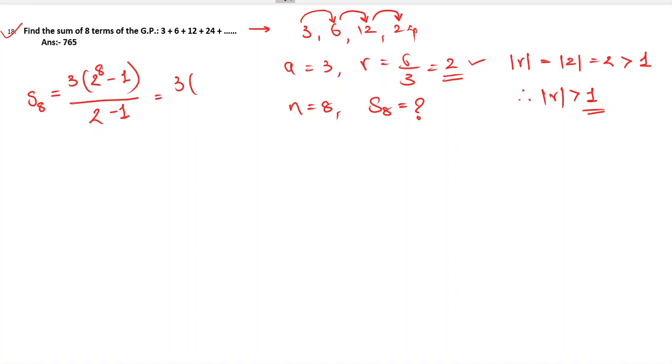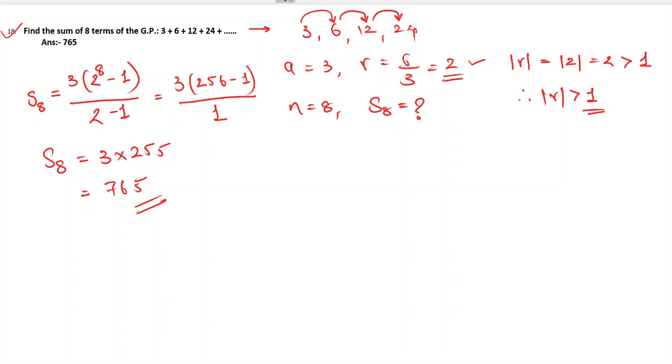Now what is 2 raised to 8? Let's find out. Multiply 2 with itself 8 times. 2 2s are 4, 2 4s are 8, 2 8s are 16, 2 16s are 32, 2 32s are 64, 2 64s are 128, 2 128s are 256. So that is 2 raised to 8. So 2 raised to 8 is 256 minus 1 upon 2 minus 1, which is 1. So sum of 8 terms is 3 into 255. 3 into 255 is 765.